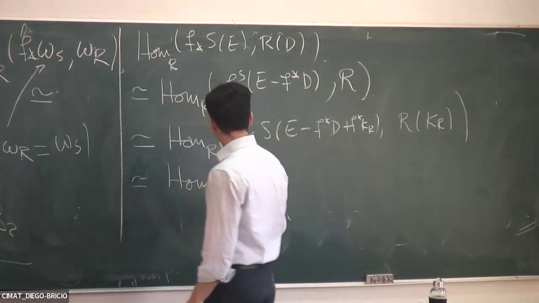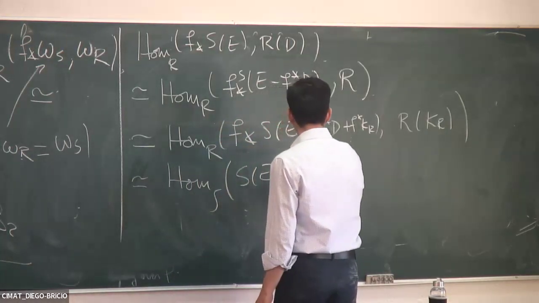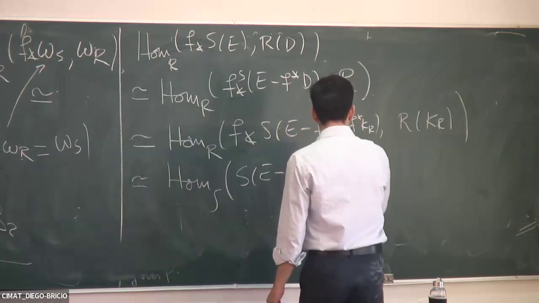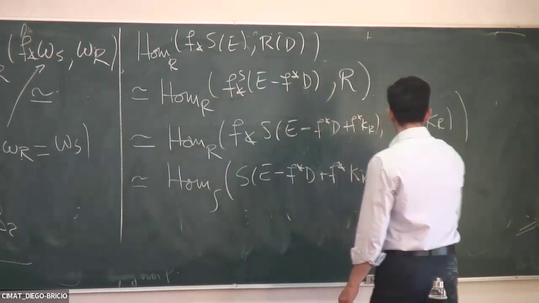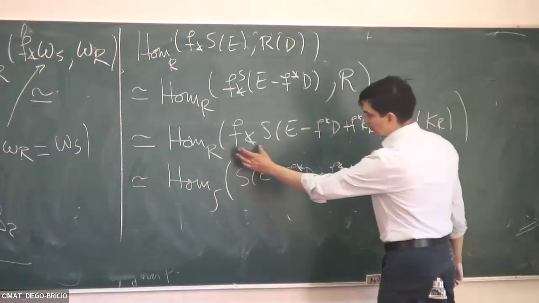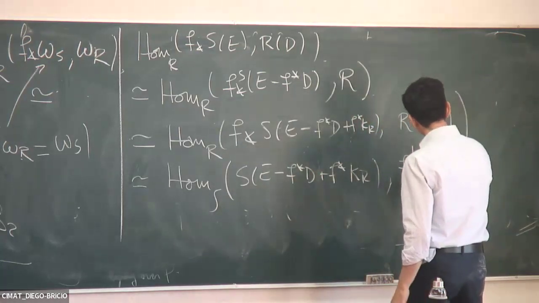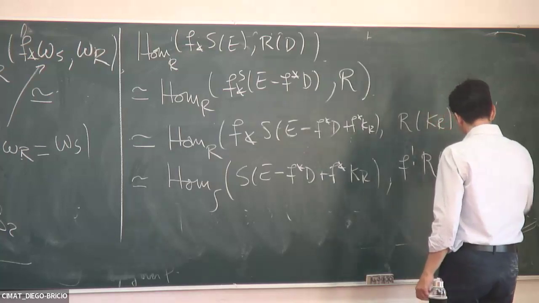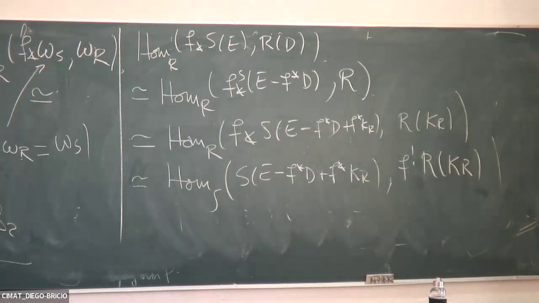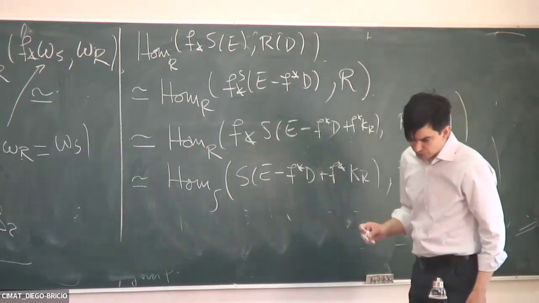And I'm going to pass everything to S. I'm going to remove this push forward. So here I have minus the pullback of D plus the pullback of the canonical divisor. And here now I have to take the upper shriek. If I remove the push forward here, I have to put an upper shriek over here. This is RKS.